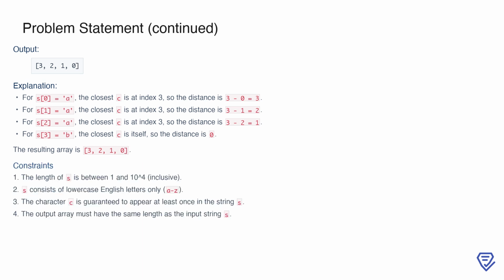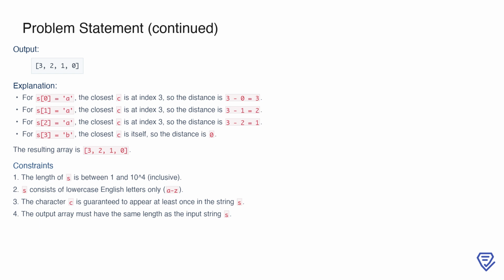Let's consider another example. If S is AB and C is B, the output array would be 3, 2, 1, 0. For S[0], the character is A, and the closest B is at index 3, giving us a distance of 3. Similarly, for S[1] and S[2], which are also A, the distances to the closest B are 2 and 1 respectively. Finally, for S[3], the character is B, so the distance is 0 because B is already at this position. The result is an array of distances that accurately represents the shortest path to the nearest B for each character in the string.